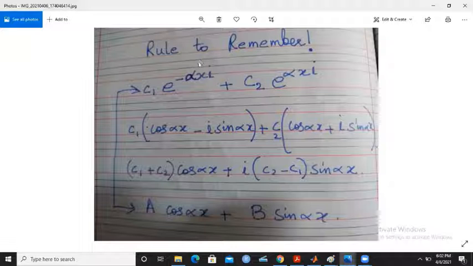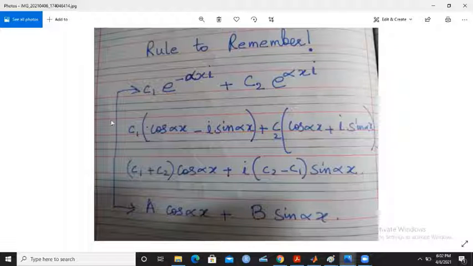Now you will substitute e to the power minus alpha xi is equal to cos alpha x minus I sine alpha x. This is the trigonometric identity. Then e to the power alpha xi is equal to cos alpha x plus I sine alpha x. Then you will open the brackets. You will have the constants here, C1 plus C2 cos alpha x plus I C2 minus C1 sine alpha x. Then you take the coefficient C1 plus C2 as A, and I C2 minus C1 as B, and then you have sine alpha x.